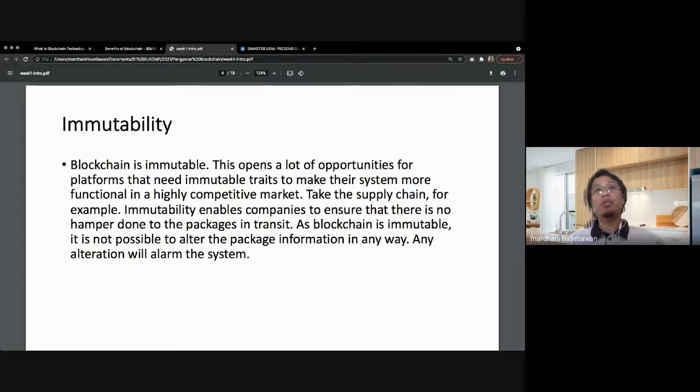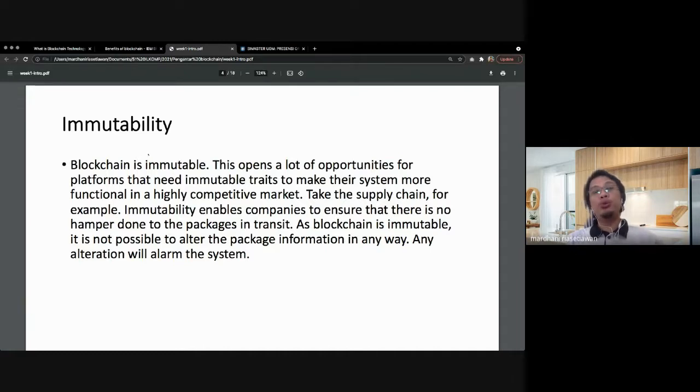The first is that it uses an open platform. The second is that immutable means it is not possible to alter or edit the information in any way. And the third is that we also have an alarm system for when another party tries to alter the system. So those are the main three characteristics of an immutable system.